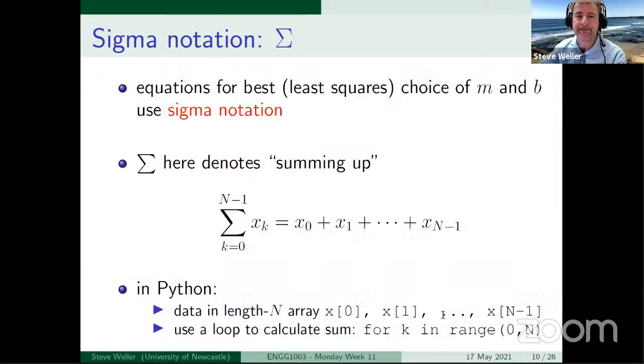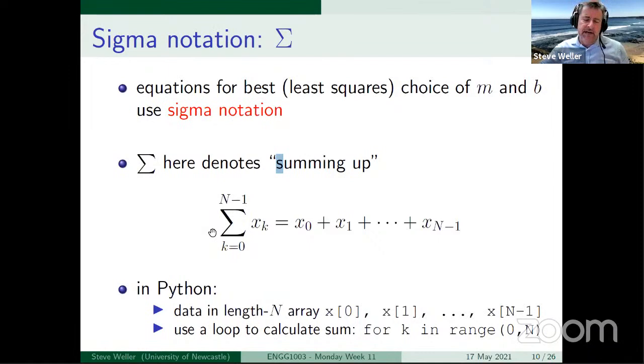Now, before I present the equations for M and B, those equations use a form of notation that you hopefully have seen in mathematics from high school, but maybe not. The equations for the least squares choice of M and B, the best M and B, use something called sigma notation. And sigma here is a Greek letter. It's the letter for S. The English equivalent is S. And the sigma notation here denotes a summing up. So whenever you see a sigma sign, you can think of the first letter in the word sum. It's the uppercase Greek letter for S.